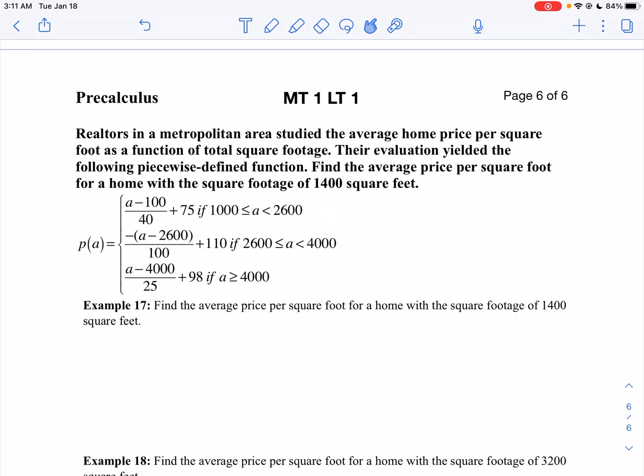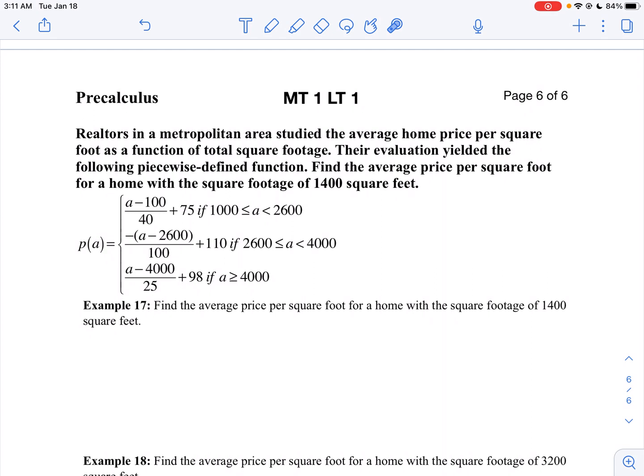In our last example, we're going to be looking at a piecewise function. A piecewise function just means for different parts of the domain, you're going to follow a different rule. So if I look at this here, it says realtors in a metropolitan area studied the average home prices per square foot as a function of the total square footage. Their evaluation yielded the following piecewise defined function.